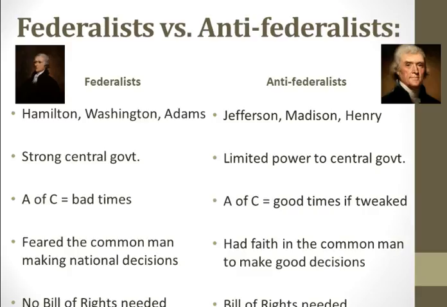They did have faith in the common man to make decisions, and they absolutely needed a Bill of Rights. They said this was a gotta must. We absolutely must have this.